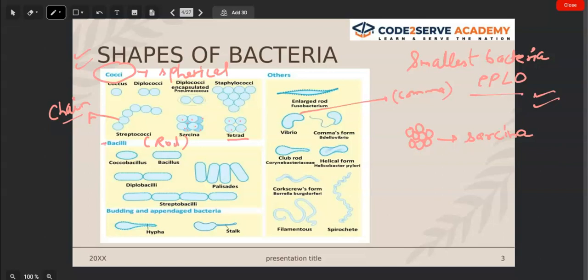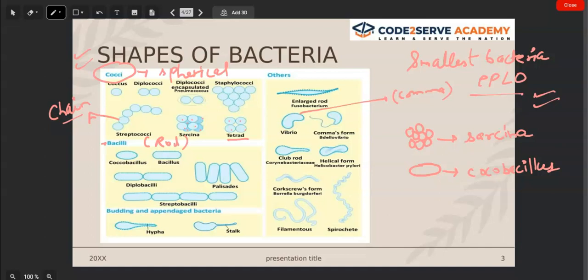Now we are coming to bacilli. So if the shape of the bacteria is oval, neither coccus nor rod shape, this type of shape is called cocobacillus. Neither is it spherical nor rod shape, so it is cocobacillus. If it is a proper rod shape, then it is called bacillus.